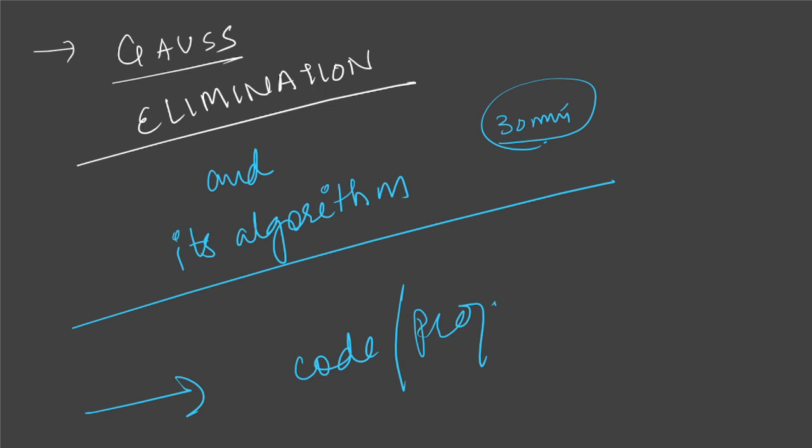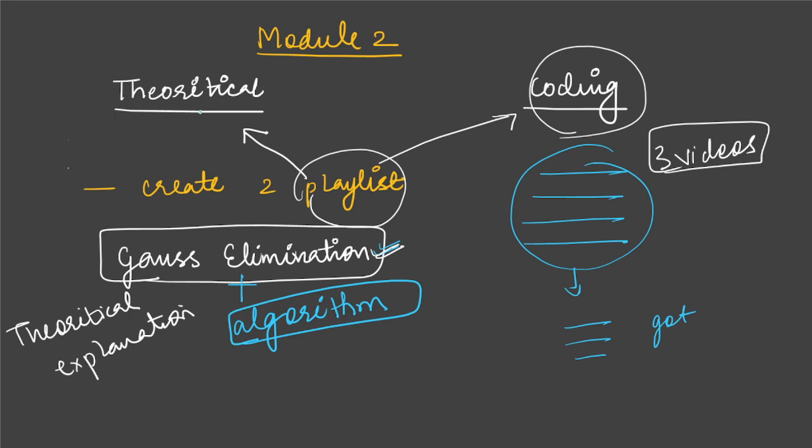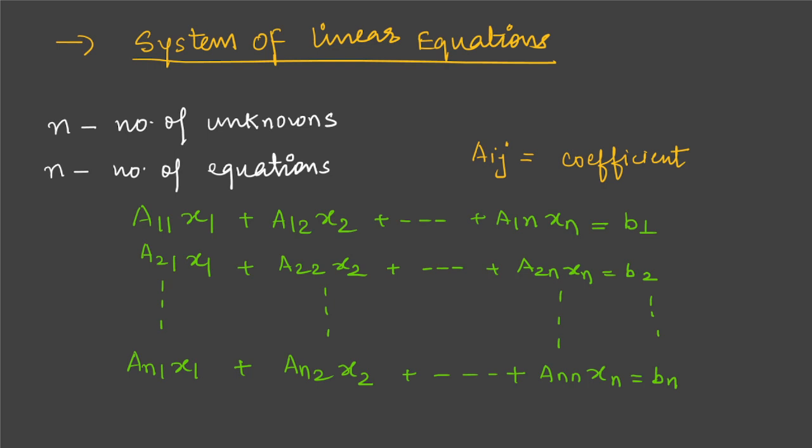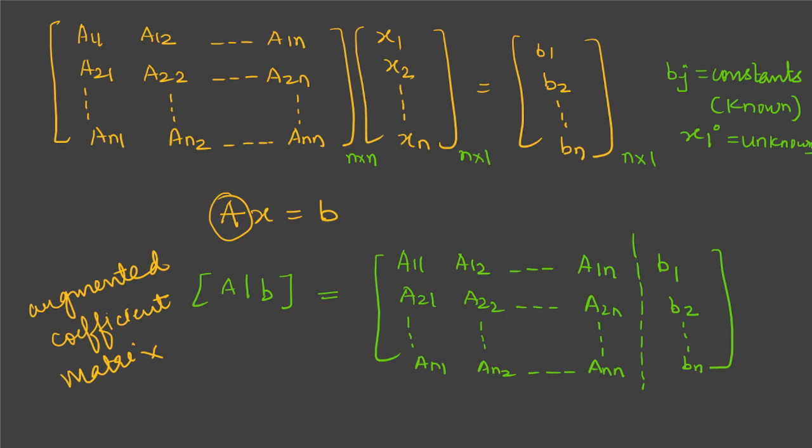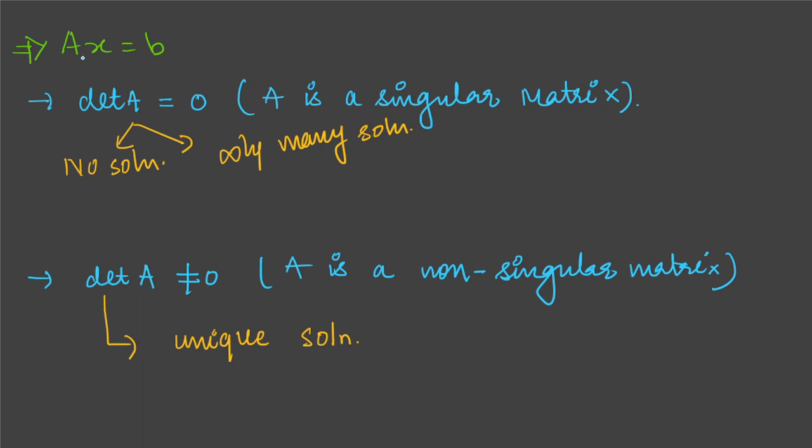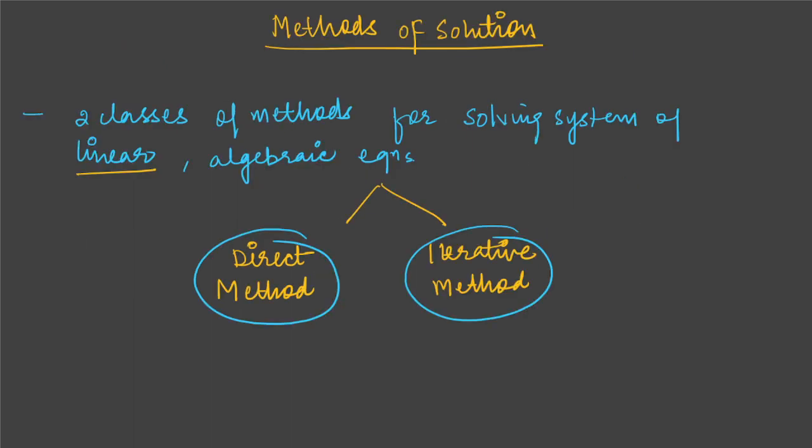Again, if there are any questions, please let me know in the comment section. So what we covered today: methods to solve. And I also told you how this module is going to work. There would be two playlists, one for the theoretical explanation, the second for its program. Then I told you how the system looks, its other representation in the form Ax equals B, and that the solution of Ax equals B depends on the determinant. Then we saw some examples.